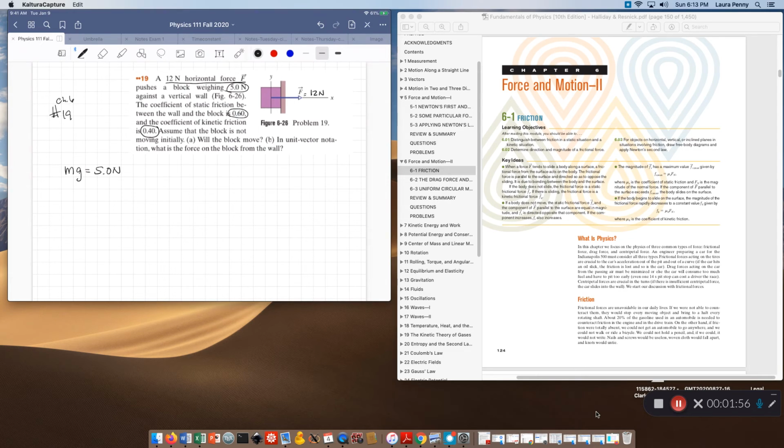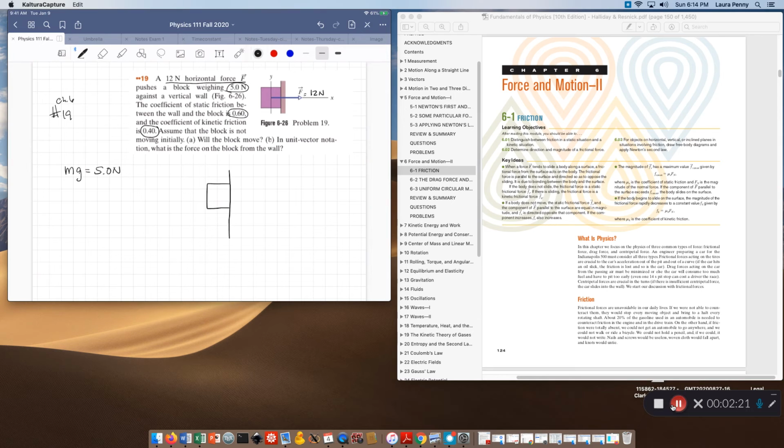Assume that the block is not moving initially, and then the first question is, does the block move? And then in unit vector notation, what is the force on the block from the wall? So let's go ahead and draw our free body diagram. Here I'm going to draw my surface, which is my wall, and then I'll draw my box.